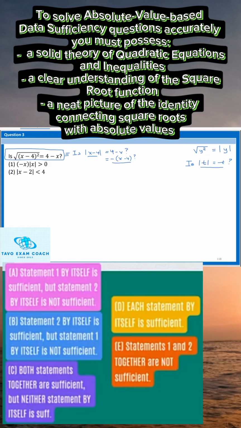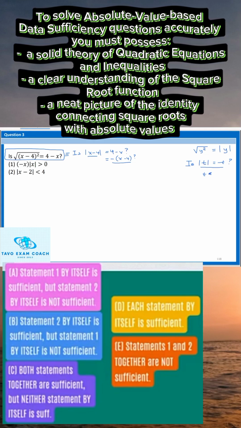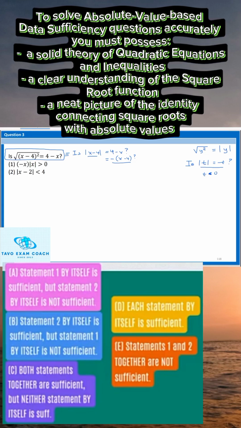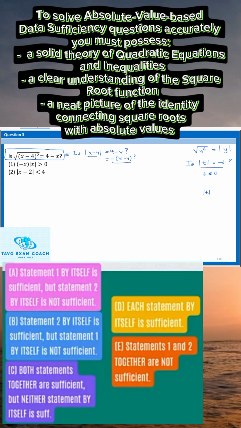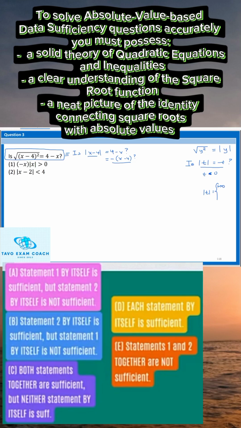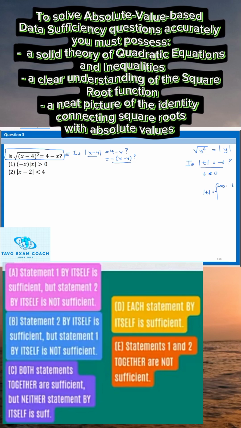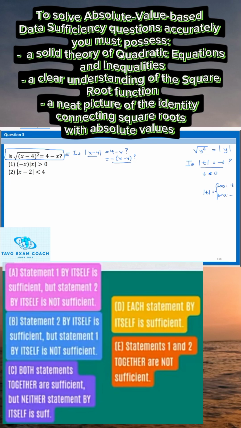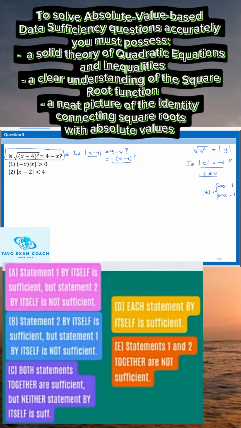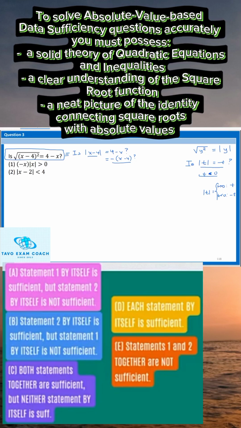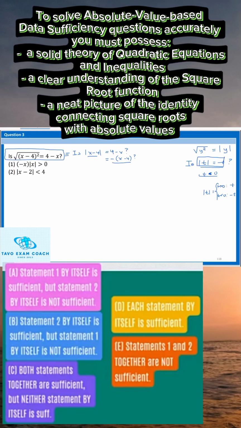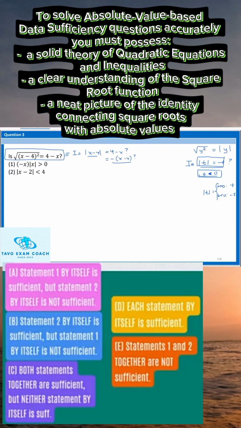Well, this is equivalent to holding that expression t has a value less than 0, that is, negative. Because according to the definition of absolute value, the absolute value of a positive number is always the same number, but the absolute value of a negative number is the additive inverse of the number. So only when t is negative can the absolute value of t be negative t. In other words, asking whether this condition is true is the same as asking whether this is true.